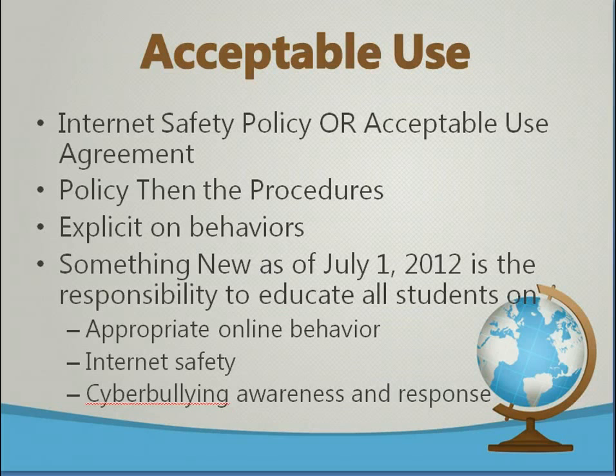Schools and libraries subject to the CIPA are required to adopt and implement an internet safety policy, and that policy must address the following elements: how they're controlling access by minors to inappropriate matter on the internet, and how they're going to monitor and ensure the safety and security of minors when using electronic mail, chat rooms, and other forms of direct electronic communication. It has to address consequences for unauthorized access, including so-called hacking and other activities by minors.